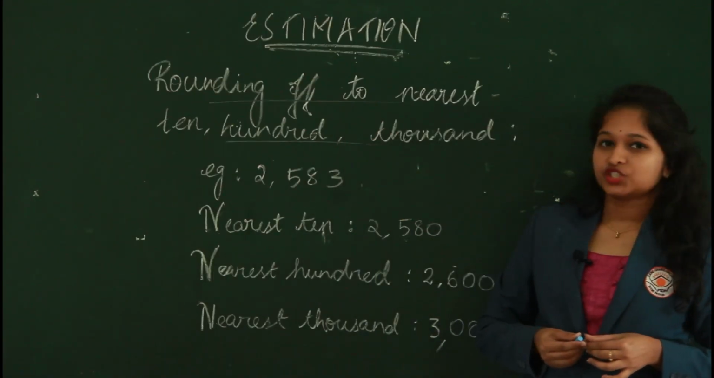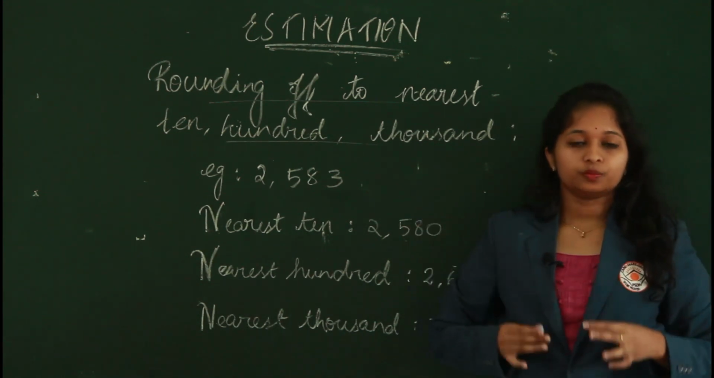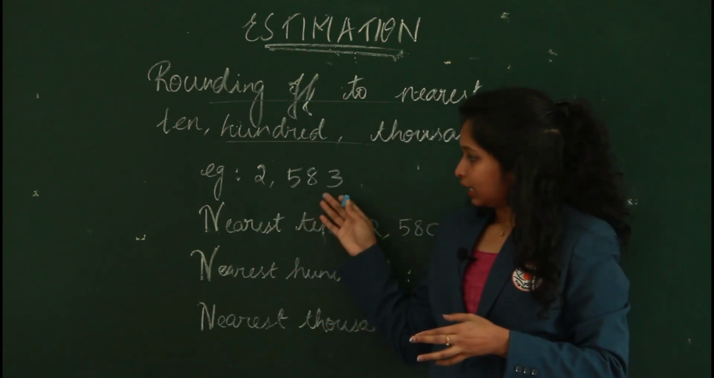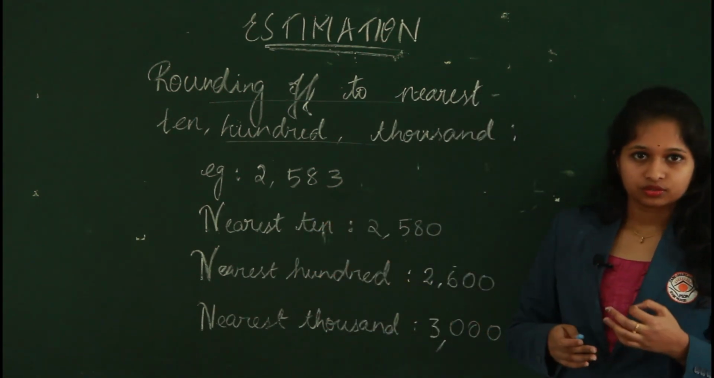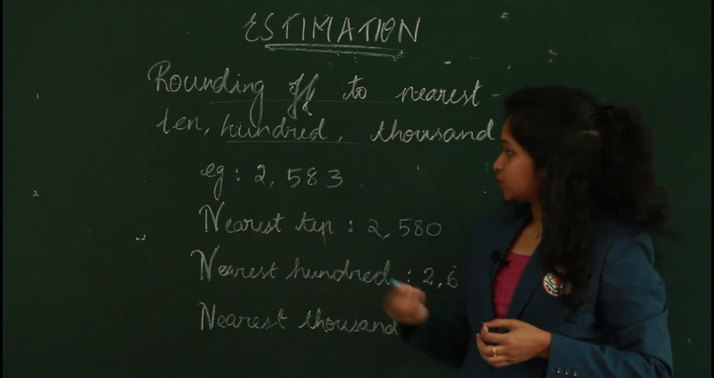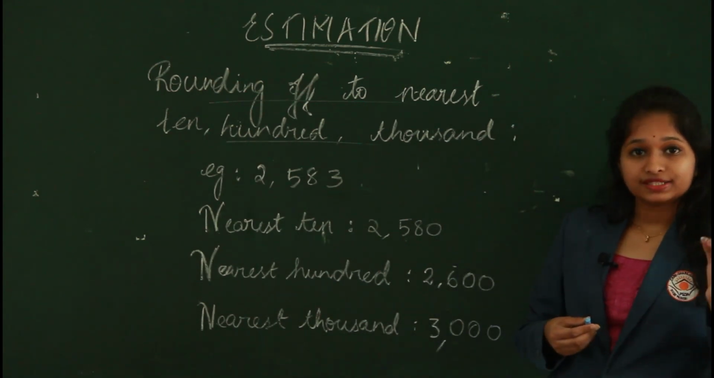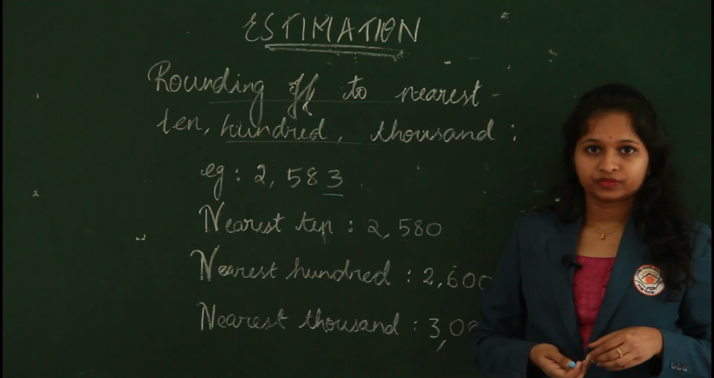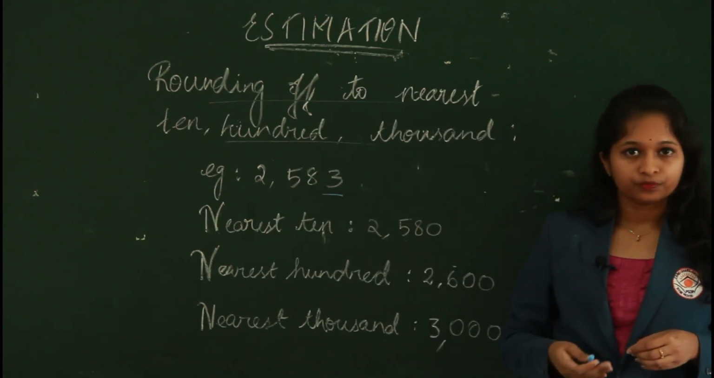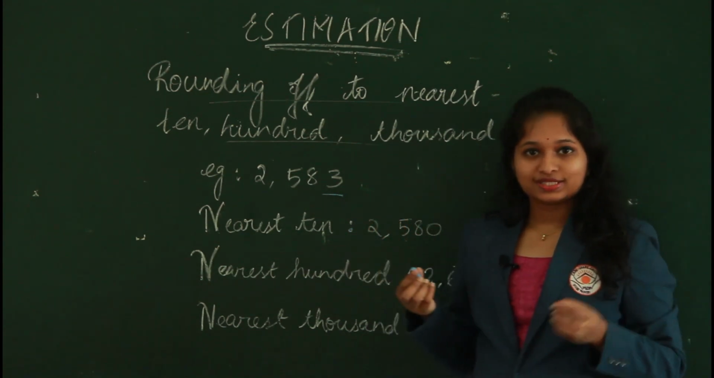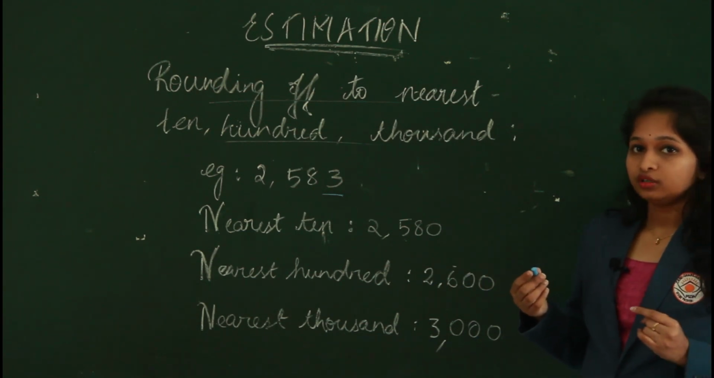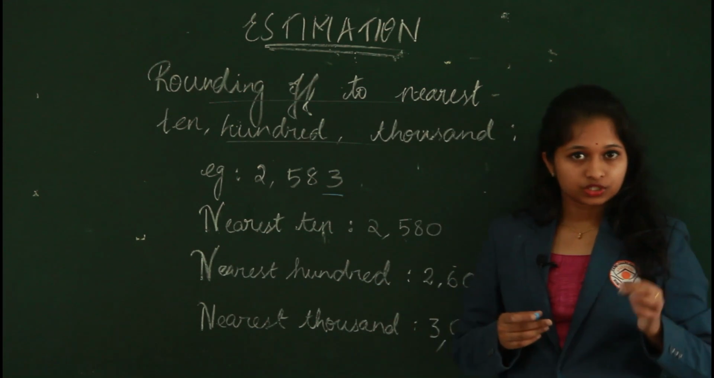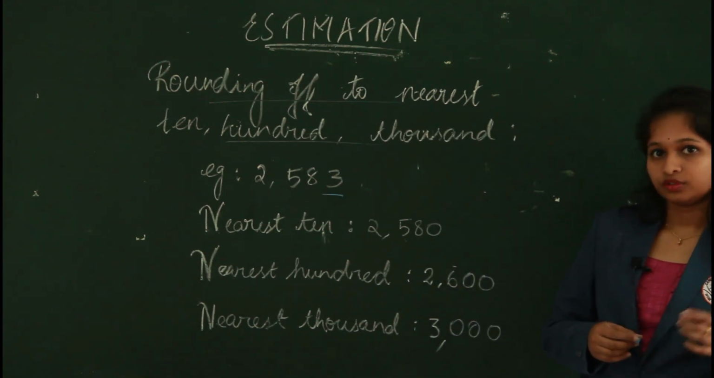We'll look into rounding off to nearest 10, 100 and 1000. This is a topic which is familiar for you. Here, I have an example. With the same example, we'll look into nearest 10, hundreds and 1000. The number is 2583. We have to find the nearest 10 to it. To find nearest 10, look into the ones digit. If the ones digit is greater than or equal to 5, we have to replace the ones digit with 0 and increase 1 for the tens digit. And if it is less than 5, we have to replace the ones digit with 0 and the tens digit will remain the same. Got it?